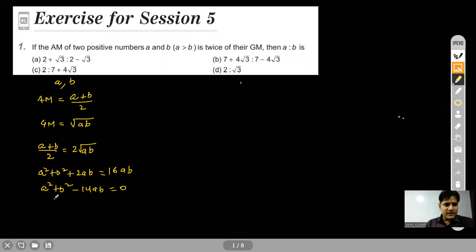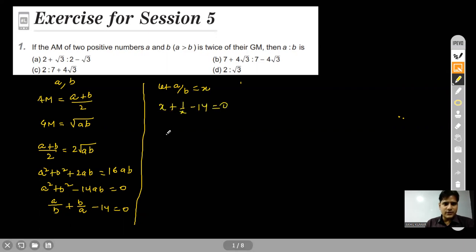So divide it by AB. So dividing by AB, we will get A by B plus B by A minus 14 is equal to 0, right? So let us assume A by B is equal to X. Assuming that, we will have X plus 1 by X minus 14 is equal to 0. So it will become x square plus 1 minus 14x is equal to 0. So it is a quadratic in x. Let me rewrite it as x square minus 14x plus 1 is equal to 0.